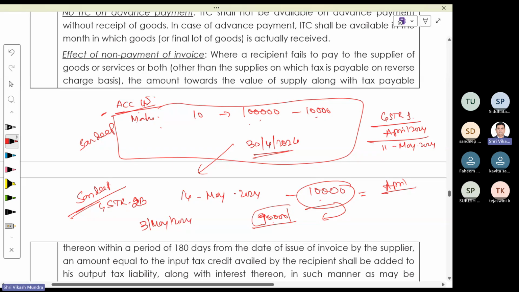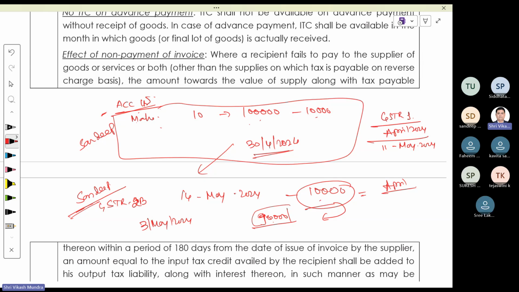Due to transportation, some time lag in transportation, ACC issued invoice on 30th April. Transportation is started. Mr. Sandeep received those goods on 3rd May 2024. Yes or no? Is it possible or not? Possible, sir. It is possible.